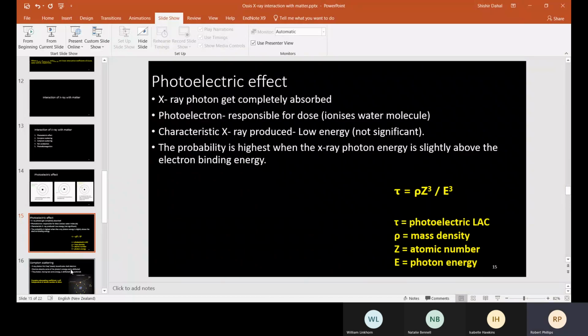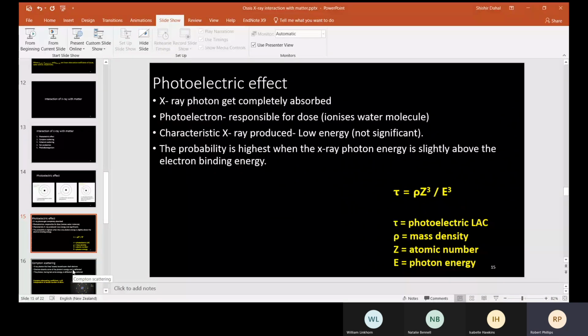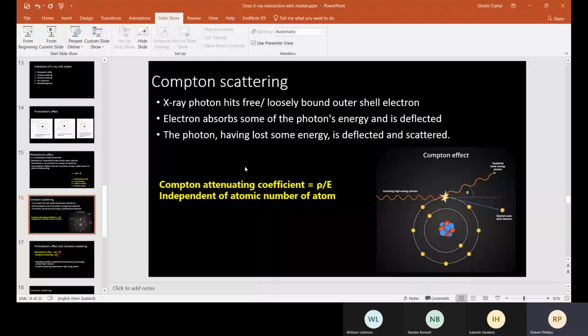Okay. Then now I'll go to the Compton scattering. So the photoelectric effect is when the X-ray photon interacts with the inner shell electron, which is called a bound electron, very tightly bound with the nucleus of the atom. But contrary to the photoelectric effect, Compton scattering is the interaction with the outer shell electron. That's also called a valence electron, a free electron, a loosely bound electron.